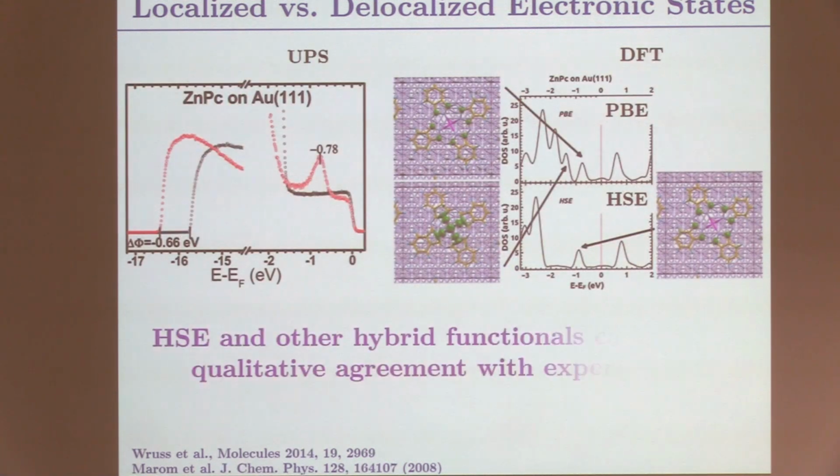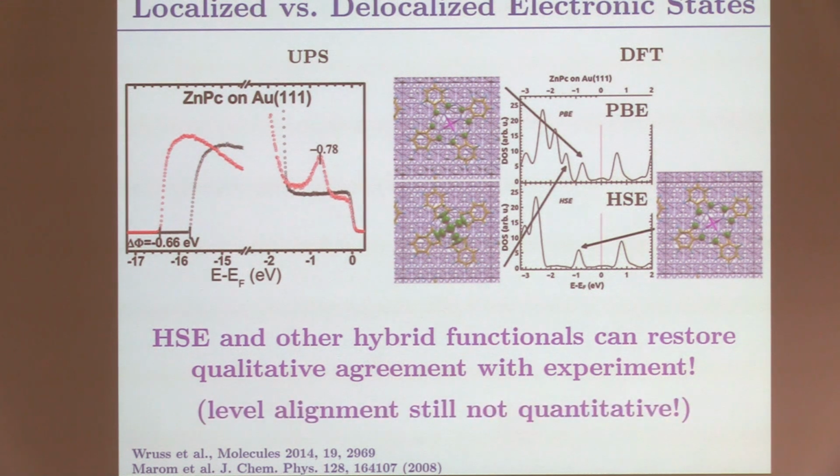Now, as I've mentioned, this is very important when we have differently localized states. Here you see another Pc molecule. It's zinc Pc on gold. You have the d orbitals coming from the zinc, but then you also have more delocalized orbitals coming from the backbone. And if you use PBE, you see that there is a state appearing in the calculation which is not appearing in the experiment, and that is partially remedied by using a hybrid functional, which can predict more accurate orbital ordering for these kinds of systems.